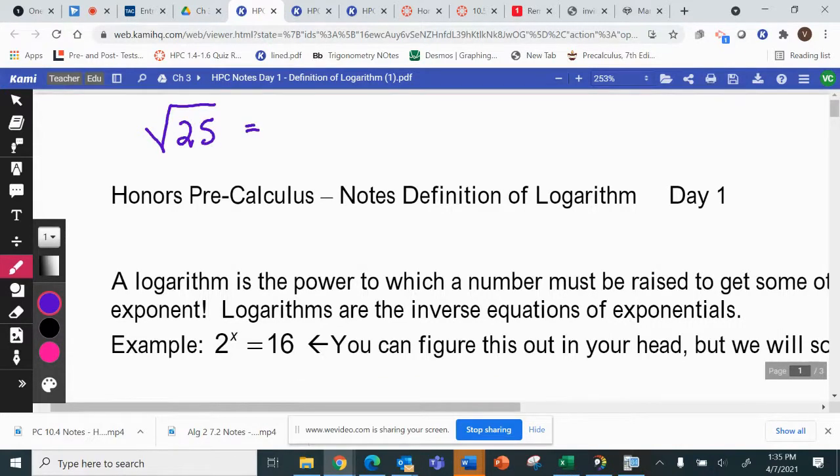Can anybody tell me this answer? 5. It is 5. It's not plus minus 5. Do you know the difference of why it's not plus minus? Because there's no plus minus in front of it. That's totally true. When would we have a plus minus in front of it besides it was just there?